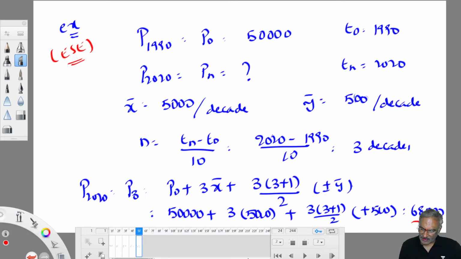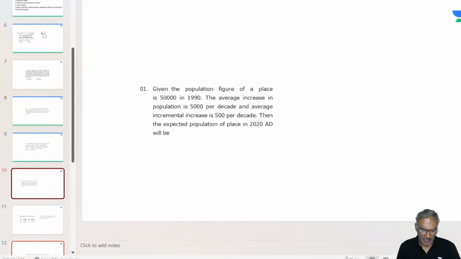Similarly, try one more question: how to work out X bar and Y bar. If X bar and Y bar are not given, you have to generate them using population statistics, that is, past population data. Both of them are variables. Once we work out X bar and Y bar, it's simply formula substitution. Let us see one more question on how to generate X bar and Y bar.